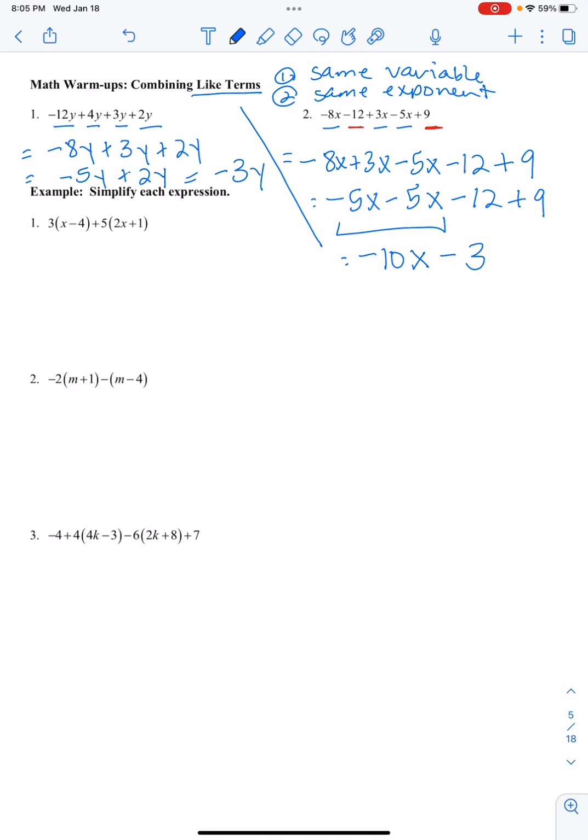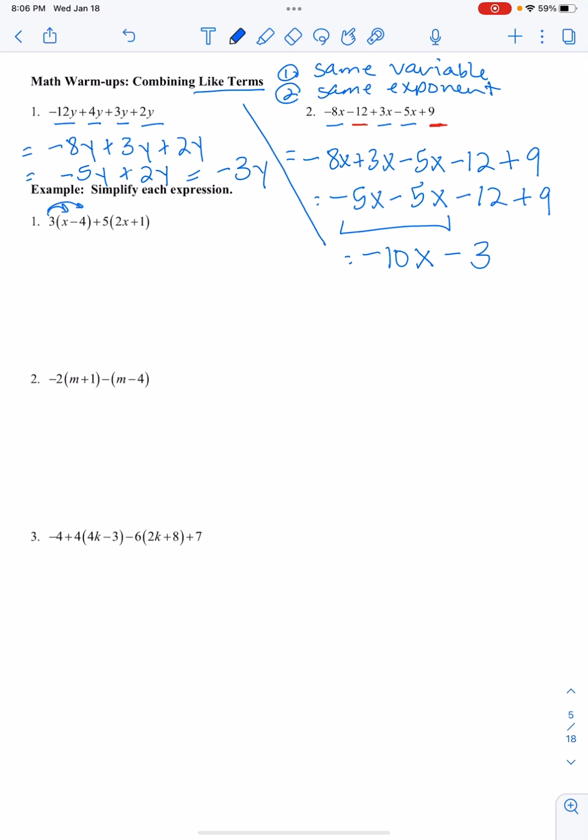Now examples where it says simplify each expression, 1, 2, 3. You're first going to have to distribute and then combine like terms. So you're going to distribute the 3 through the first set of parentheses, 3x minus 12. You're going to distribute 5 through the next, plus 10x plus 5. And then you're going to combine like terms.